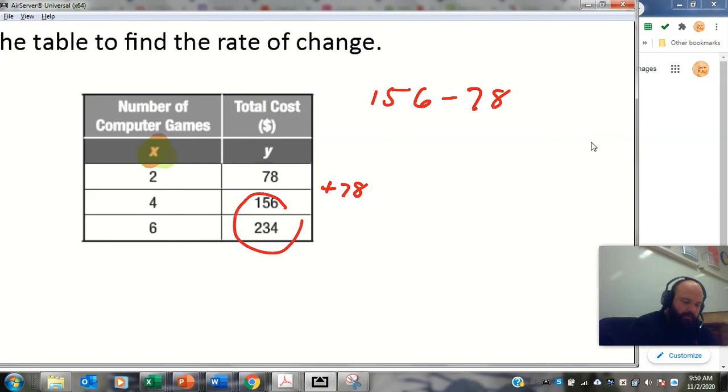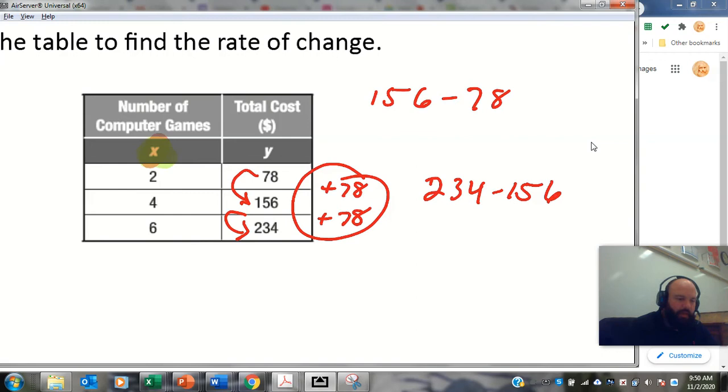Now right here, I need to figure out how far those two numbers are apart. So I have 234 minus 156. And when I do 234 minus 156, lo and behold, I get 78 again. And so what I want you to see here is how we went from this number to this number to this number, they are adding 78 each time. Now it's important that that amount, whether it be adding or subtracting, is consistent. So it has to be the same amount each time between the y values. And the same is going to hold true for the x values.